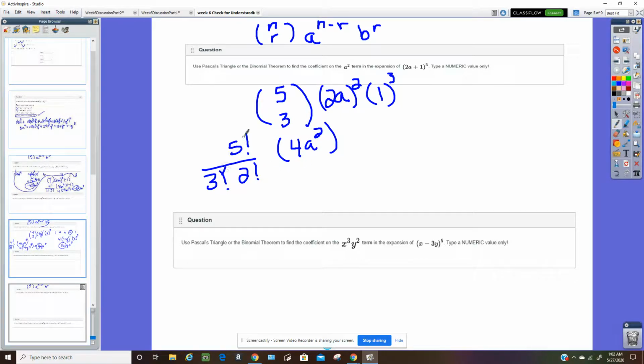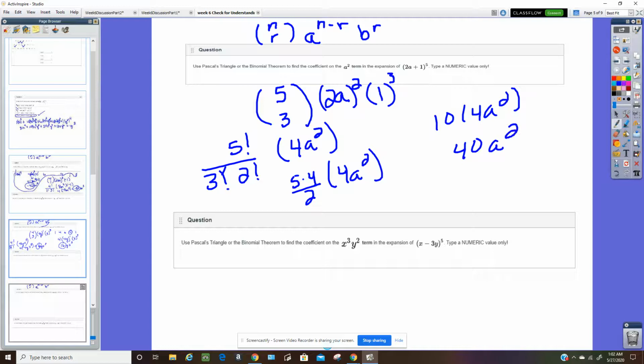So the 3 factorial is going to cancel up here, and I have 5 times 4 divided by 2 times 4a squared. And then 5 times 4 is 20 divided by 2 is 10. So 10 times 4a squared, I get 40a squared. So my coefficient is 40.